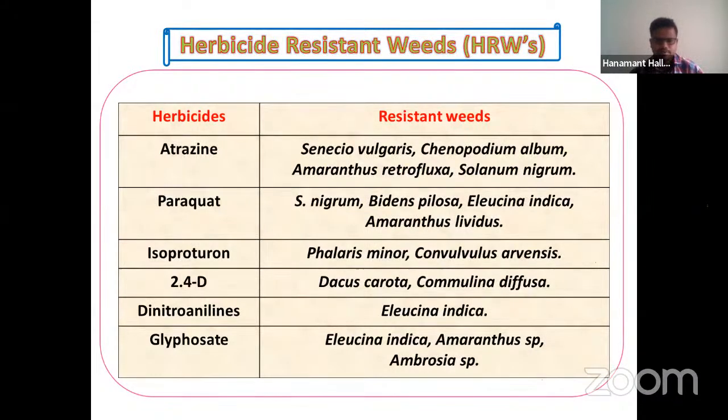For 2,4-D, weeds like Daucus carota, Camelina diffusa. Then for dinitroanilines, weeds like Eleusine indica. Then for glyphosate, Eleusine indica, Amaranthus species and Ambrosia species.